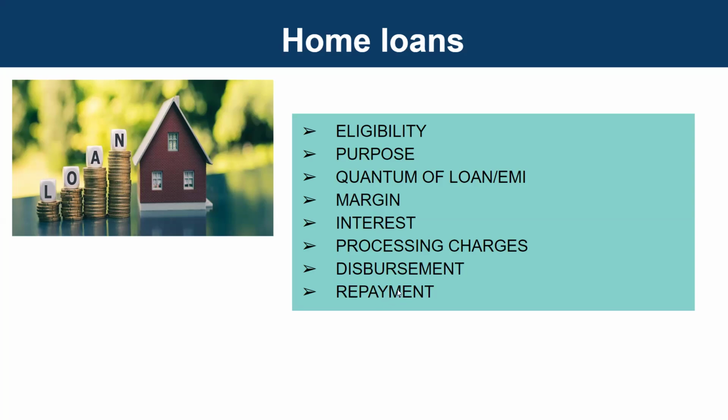It is a maximum of 30 years, and in case of construction, a moratorium period of up to 18 months can be given. Moratorium period is a cooling period of up to 18 months when it comes to construction.